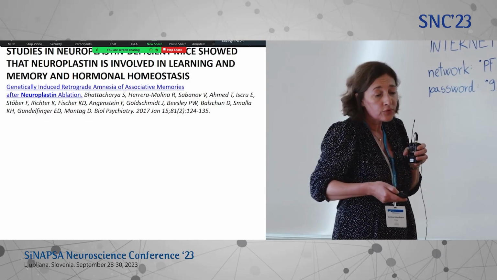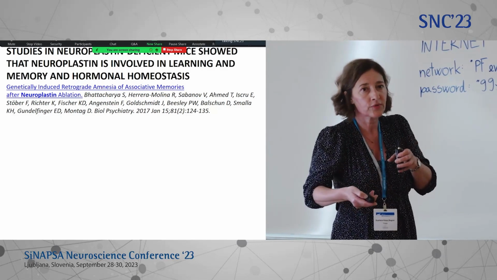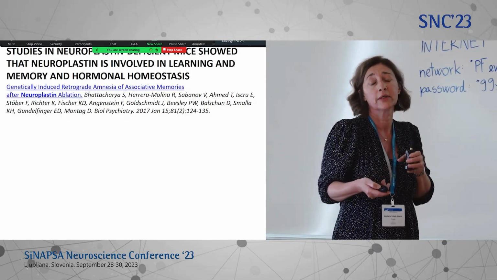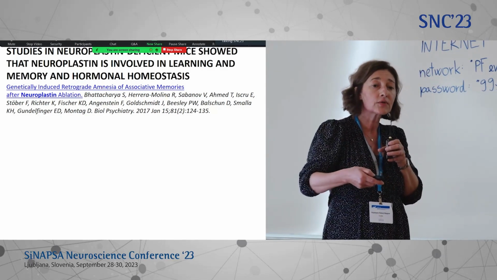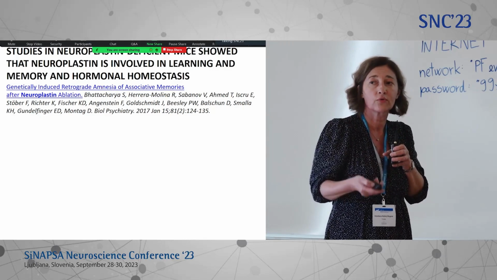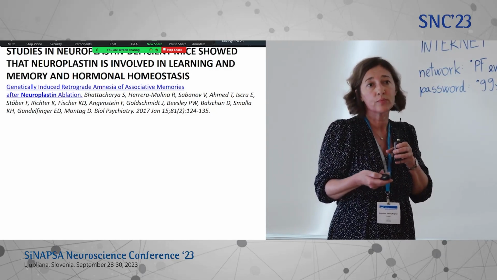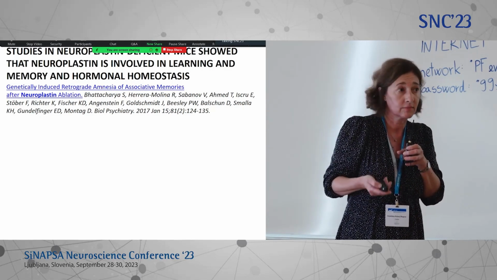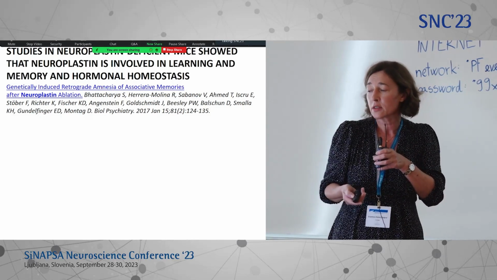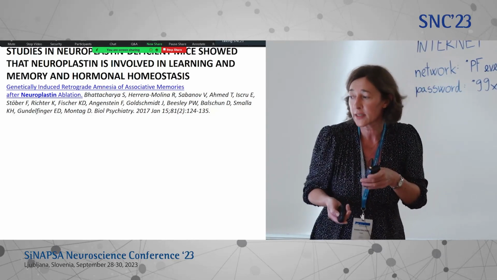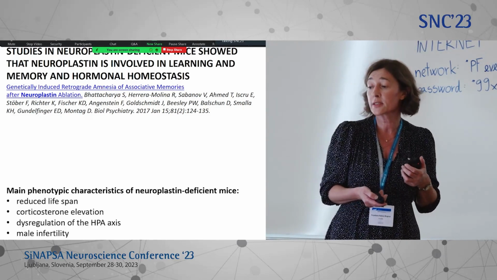What is very important to know is what would be if neuroplastin is not expressed, of course, in the brain tissue. And there is a group in Germany who developed the constitutive and also induced deficiency of neuroplastin in mice. So this mouse model gave very important information of why neuroplastin is crucial for normal functioning of the brain. So what they showed is that neuroplastin is involved in learning and memory, and also in hormonal homeostasis.